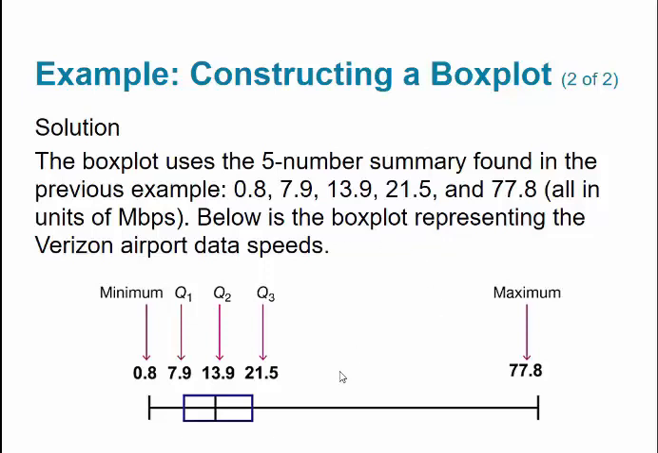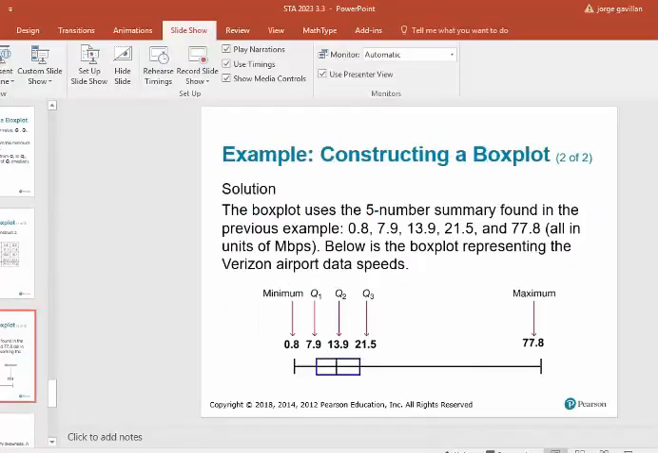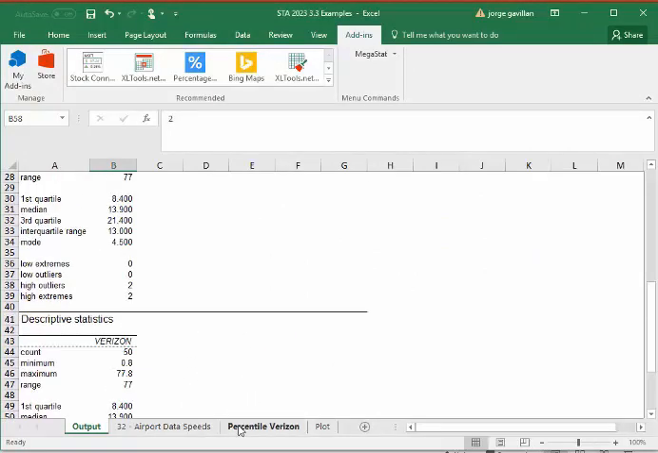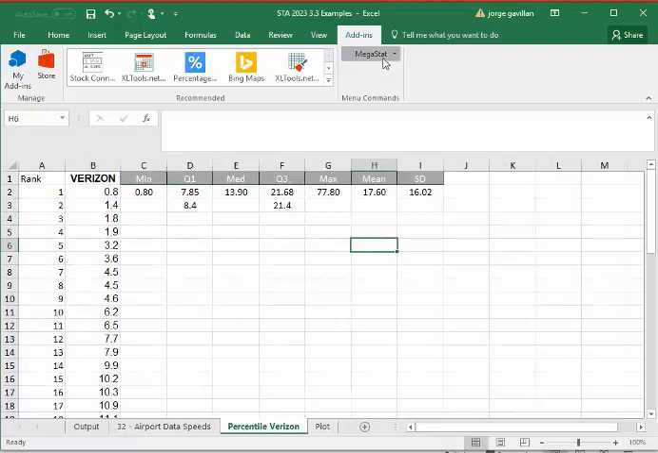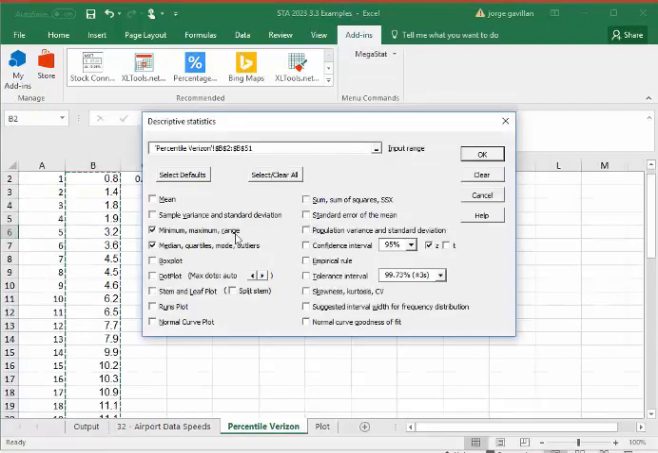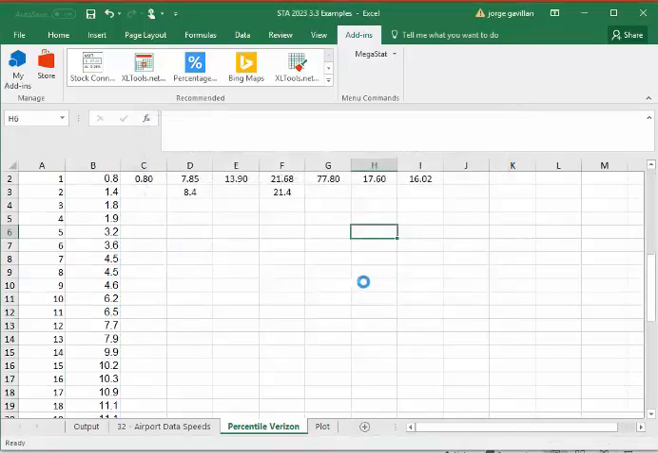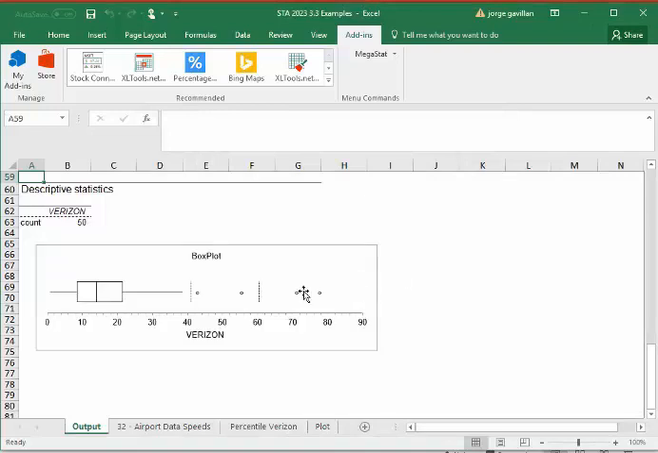Now, the one that I'm going to show you in a moment is slightly different than this one. The reason being, Megastat does give us those outliers and those extreme values, and I'll point those out when I show you that particular box plot. So let me go back here. If I want to do a box plot, I go back to descriptive stats. I click on box plot. I don't really need any of those values. I click on OK.